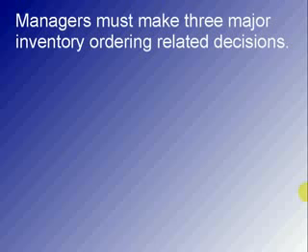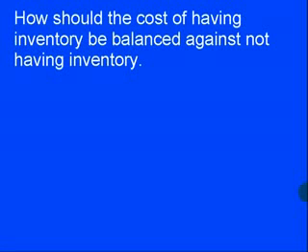Managers must make 3 major inventory ordering related decisions. How should the cost of having inventory be balanced against not having inventory? Having inventory, you'll have the costs associated with excess inventory on hand, storage. However, this should be balanced against not having inventory, opportunity costs, and stockout costs.